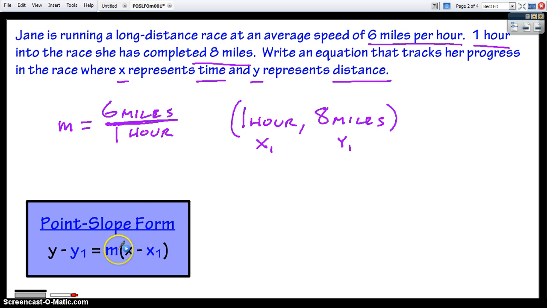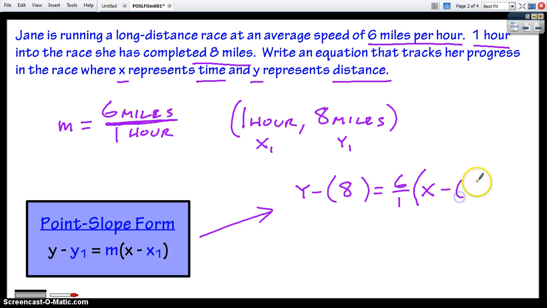So now to put all this in point-slope form, here's what I do. I take my format, y minus, now y sub 1 is 8 miles. So here I'll put 8 equals m, which is the slope, and we've got that. It's 6 miles per hour, 6 over 1, times parentheses x minus, and then our x sub 1 coordinate, which is the 1 hour. And this would be the equation in point-slope form.